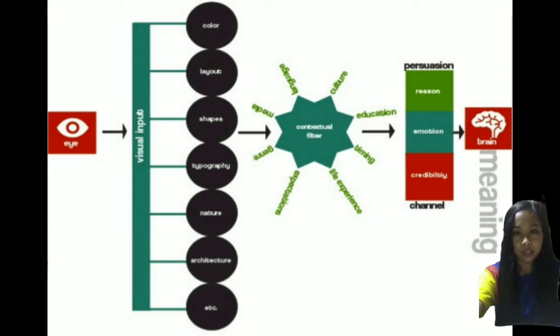The first thing we see in the environment that we encounter around us is color, layout, shapes, typography, nature, architecture, etc. And then the contextual filter includes media, language, culture, education, timing, life experience, and expectation. So wherever we encounter this. And then in persuasion, there is reason, emotion, and credibility.